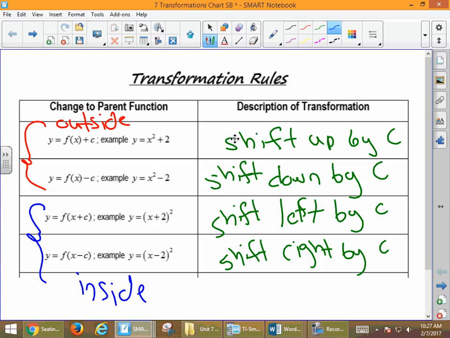And the left and right might seem counterintuitive. When we add 2, we're going in the negative direction, and when we subtract 2, we're going in the positive direction. But something we just have to remember is if it's happening on the inside, it's sort of backwards of what you're thinking, or what you ought to think. And so that's something we just have to keep working with, just like negative h is positive h for the vertex form. It's another thing we just have to keep working with, and eventually you'll just remember that it's the opposite.